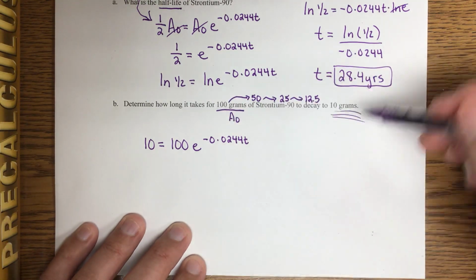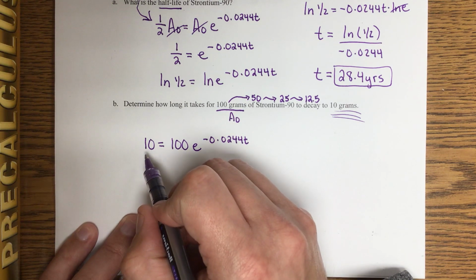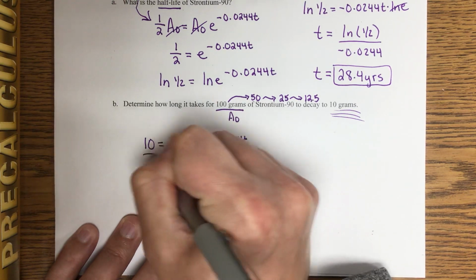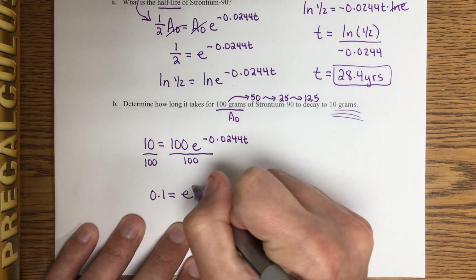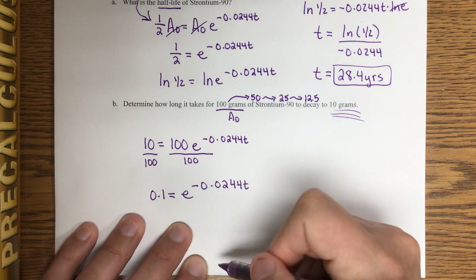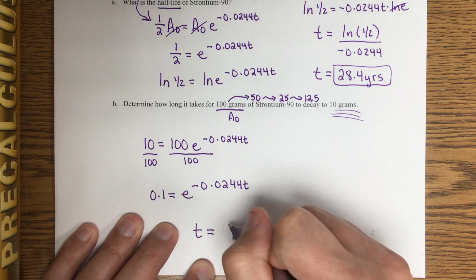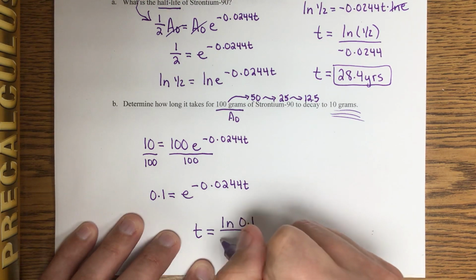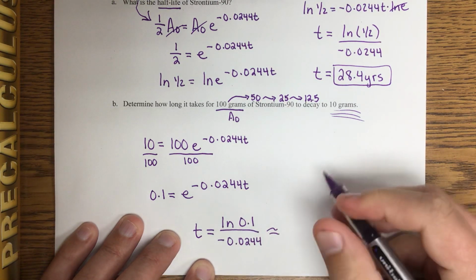But I don't even have to think about it like that, because if I put 100 in for the initial amount and set it equal to 10, because this is where I want it to end, I would divide by 100, and that would be 0.1 is equal to e to the negative 0.0244 t power. And I'm going to fast forward to the work that I did over here. You would just get the natural log of the number out front divided by that decimal. I'm skipping some steps there because they're the exact same.